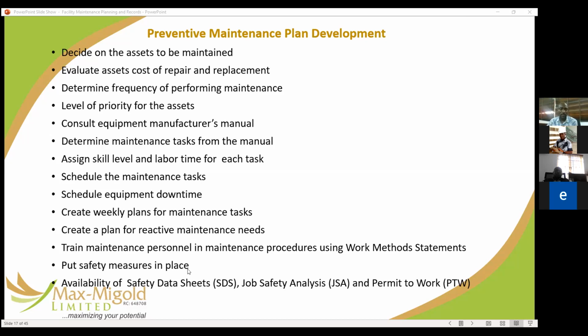Then put safety measures in place. Availability of safety data sheet, LOTO, job safety analysis, and permit to work. If you are actually working in an oil and gas company, there is no way you can rule out the safety data sheet, job safety analysis, and permit to work. If you don't have a permit to work, you don't put a spanner on a bolt, not in the oil and gas industry, even including most production environments where facility or equipment maintenance is very, very key. Your work permit is very key before you carry out a task.